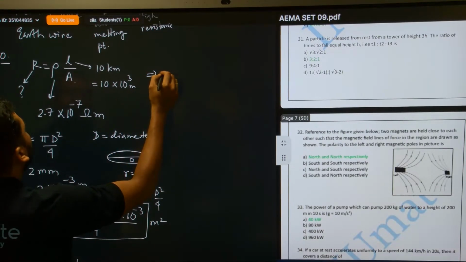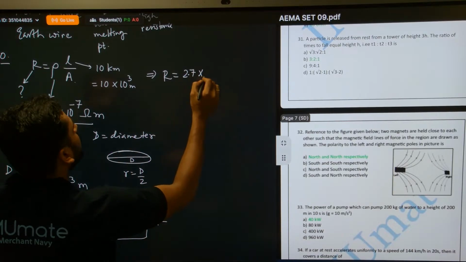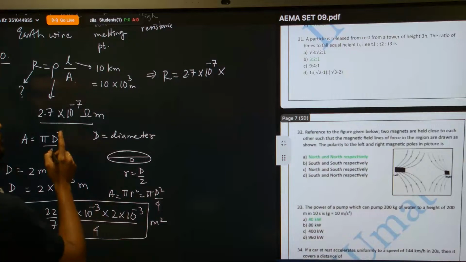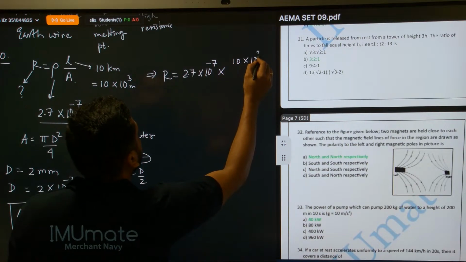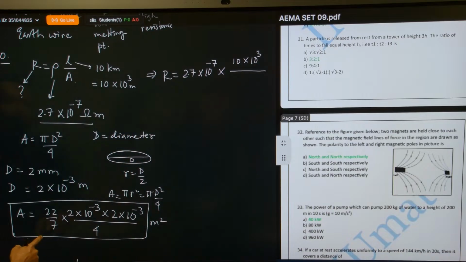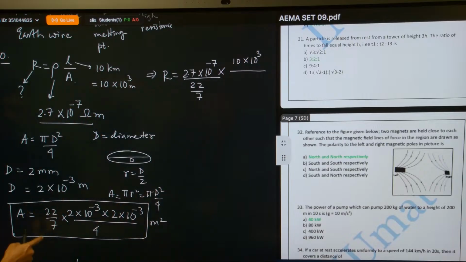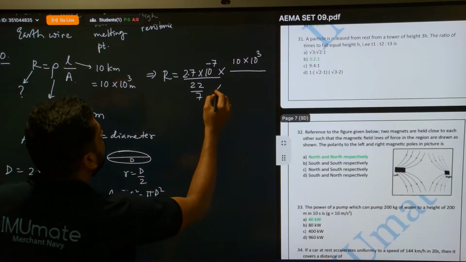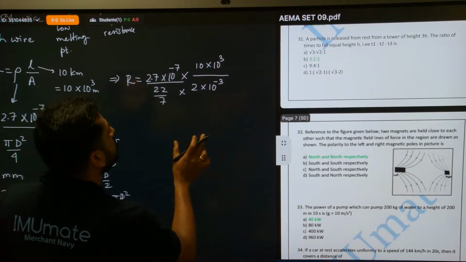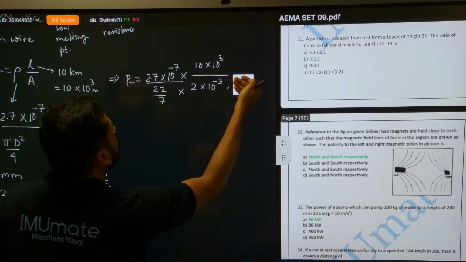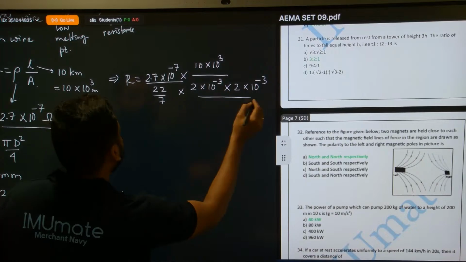Now look, resistance means what? Rho. Just put, do not panic, 2.7 into 10 to the power minus 7 into, what is L? 10 into 10 to the power 3, divided by, what is area? First put 22/7 here, that would make it easy to do, times 2 into 10 to the power minus 3, 2 into 10 to the power minus 3 divided by 4.